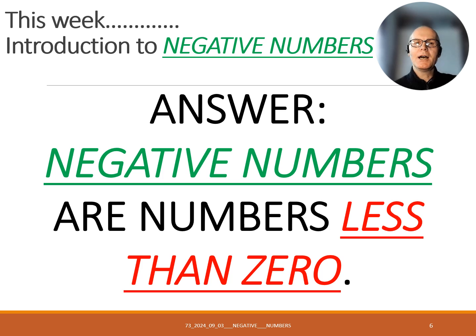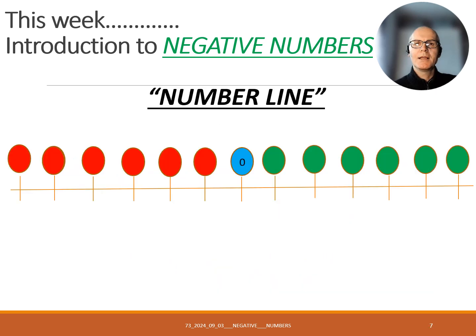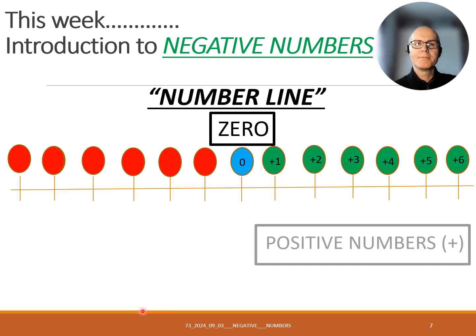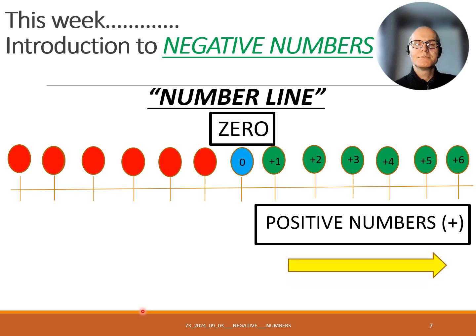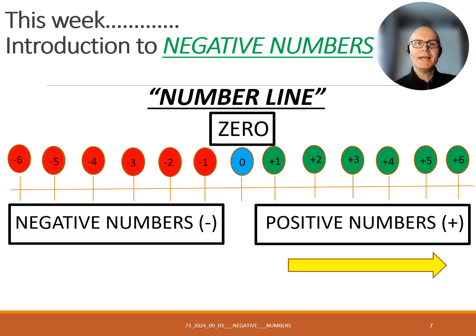Simply put, negative numbers are numbers that are less than 0. Let's look at a number line. Here's 0 in the middle of our number line. All the numbers to the right of 0 are positive numbers, whereas all the numbers to the left of 0 on a number line are negative numbers. You can see they're decreasing as they go down. -1, -2, -3, -4, -5, -6. These are negative.